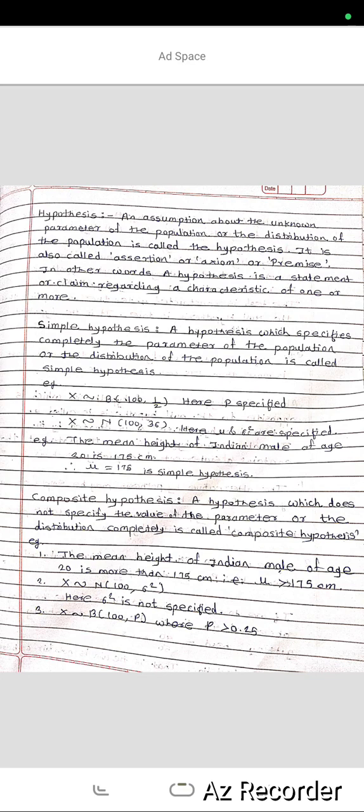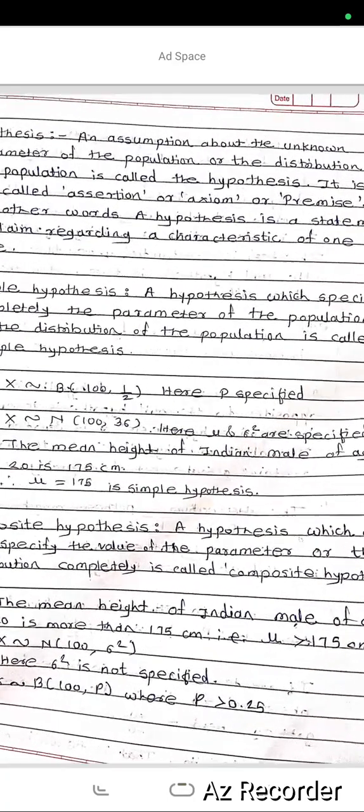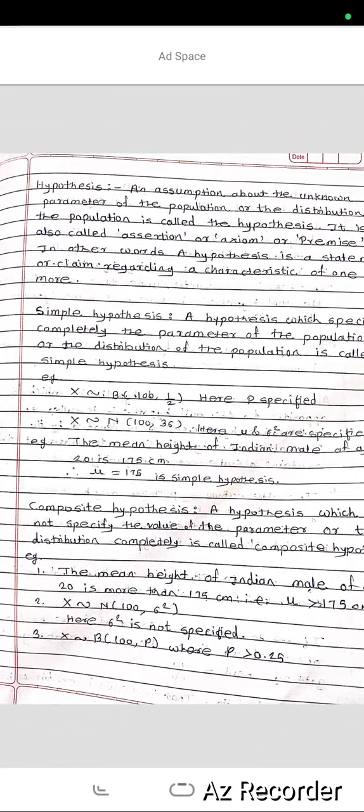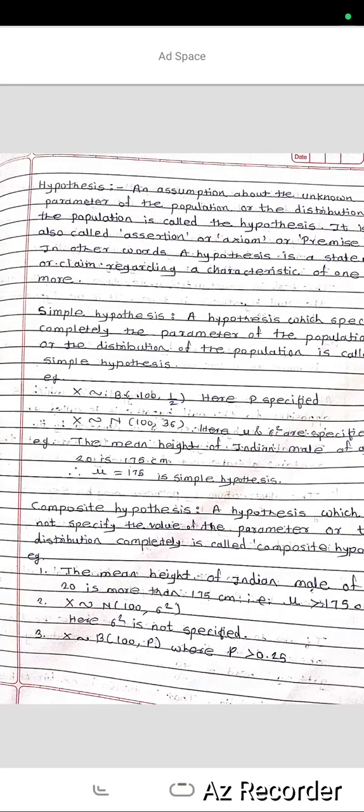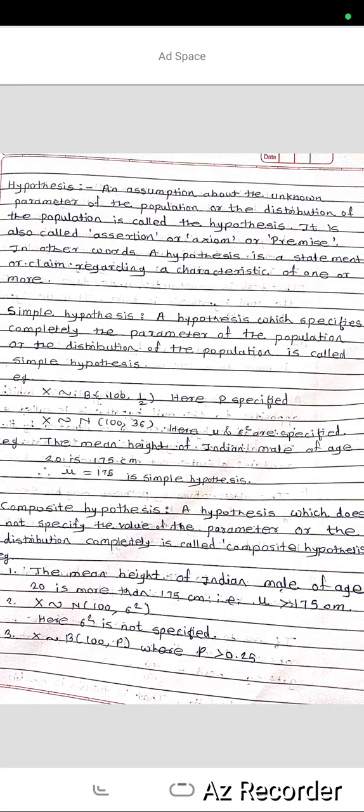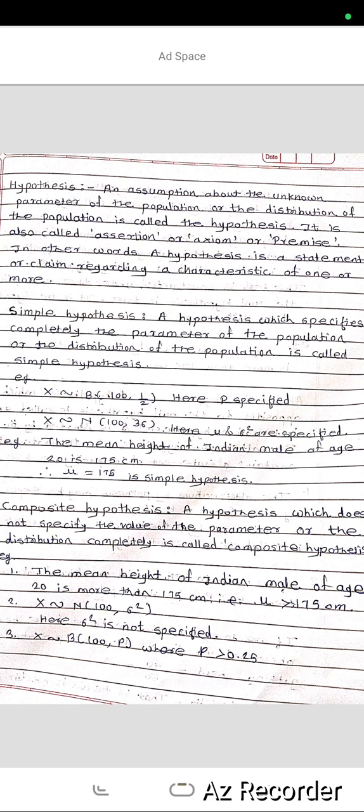Then again, we know that there are two types of hypothesis: simple hypothesis and composite hypothesis. Simple hypothesis means a hypothesis which specifies completely the parameter of the population or the distribution of the population is called simple hypothesis. Simple hypothesis specifies all information about the parameter.